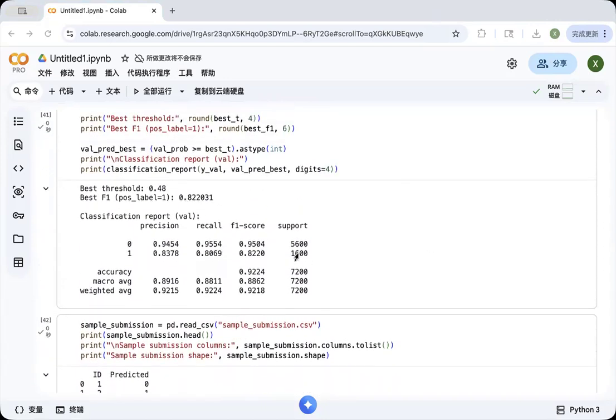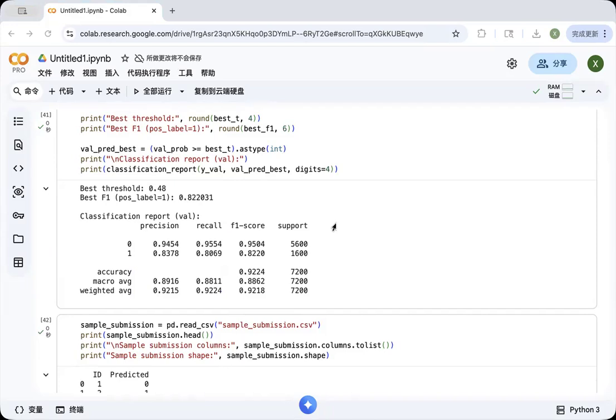Random forest improved performance, achieving an F1 score around 0.82. It captured nonlinear relationships and reduced variance by averaging multiple trees. However, it is less interpretable and more computationally expensive than logistic regression.